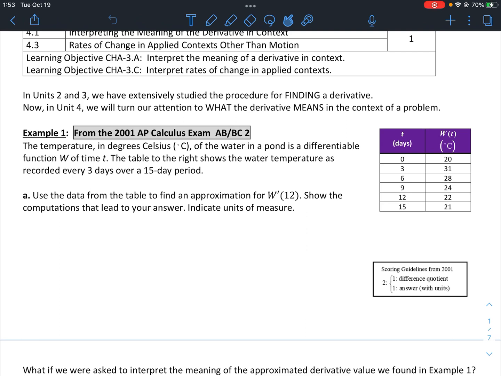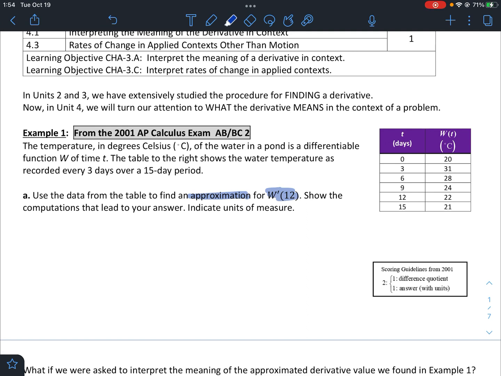Okay. So here's the first one from all the way back in 2001. The temperature in degrees Celsius of the water in the pond is the differentiable function W of time t. The table to the right shows the water temperature as recorded every 3 days over a 15-day period. Use data from the table to find an approximation for W prime of 12. Show the computations and indicate units of measure.